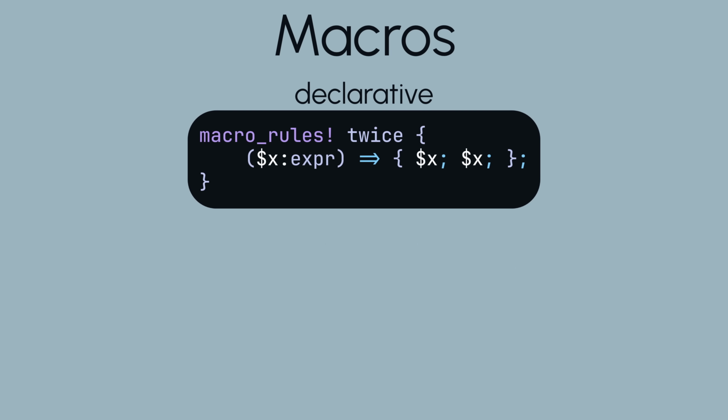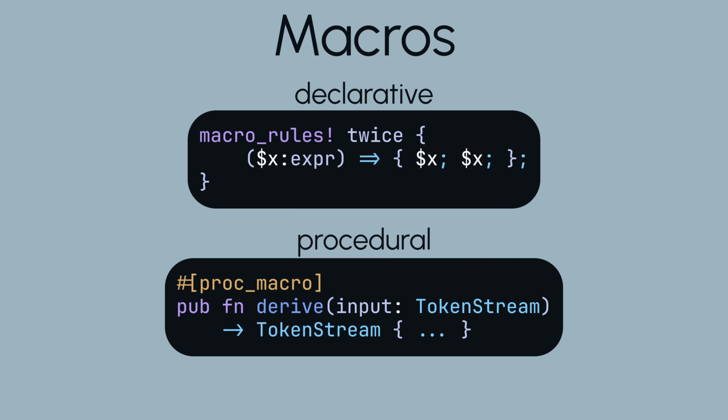Rust has two flavors: declarative macro rules, which work on token patterns, and procedural macros, which run arbitrary Rust code at compile time to rewrite pieces of the program.